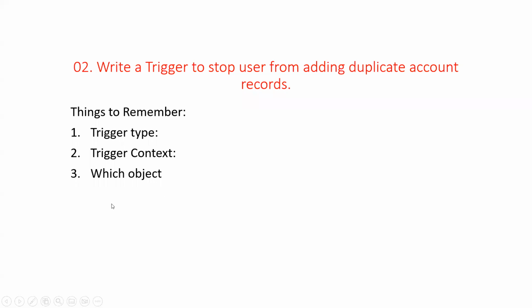Okay, so the scenario that we are going to resolve here is writing a trigger to stop the user from adding a duplicate account in the records. Before writing a trigger, there are a couple of things we should keep in mind. The first thing is what type of trigger we are writing. We need to specify the type of trigger because there are two types of trigger I discussed in the first tutorial of the Salesforce Apex Trigger.